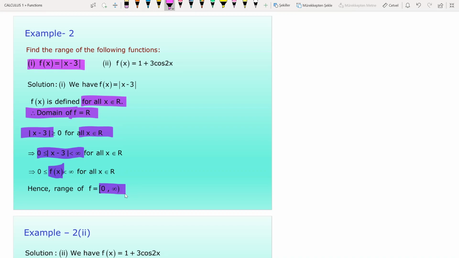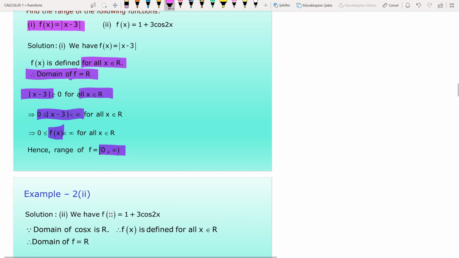If you have some inequalities for f of x, it means you find the range of the function. If you have some inequalities for x itself, then it means you find the domain of the function.